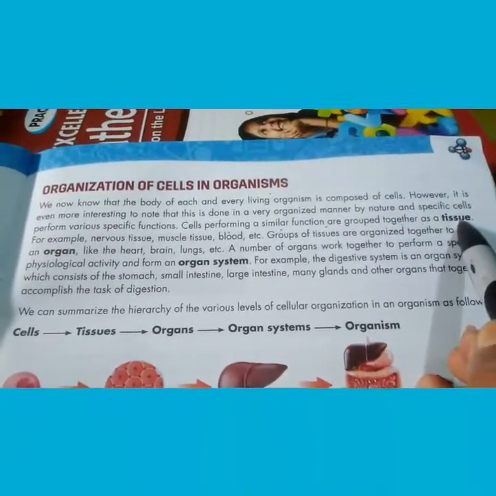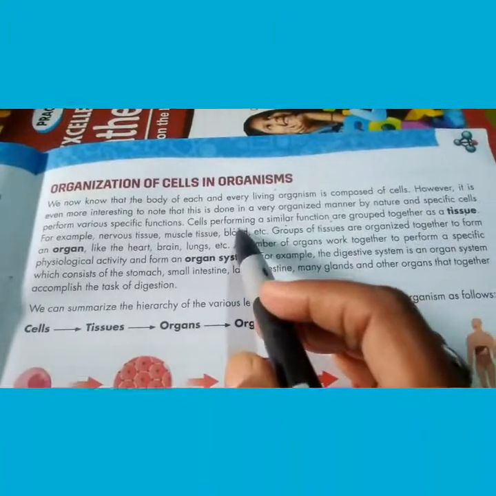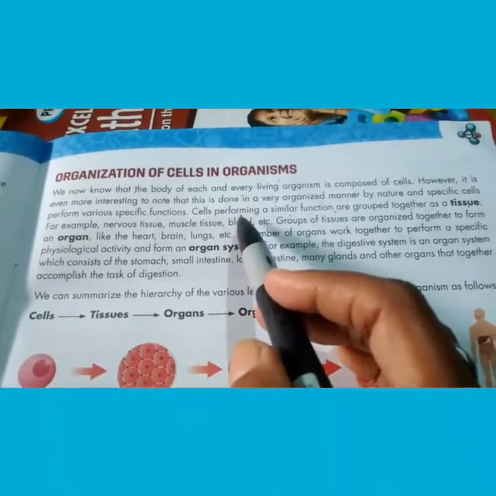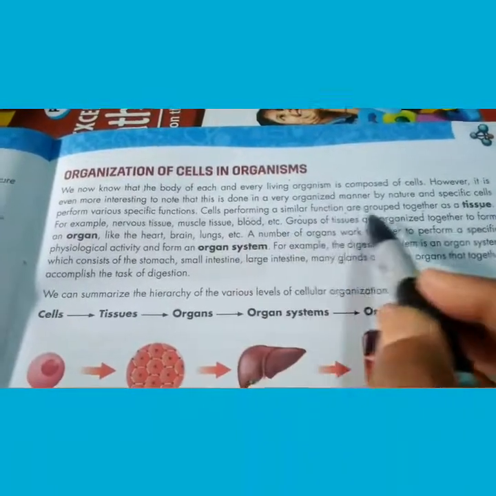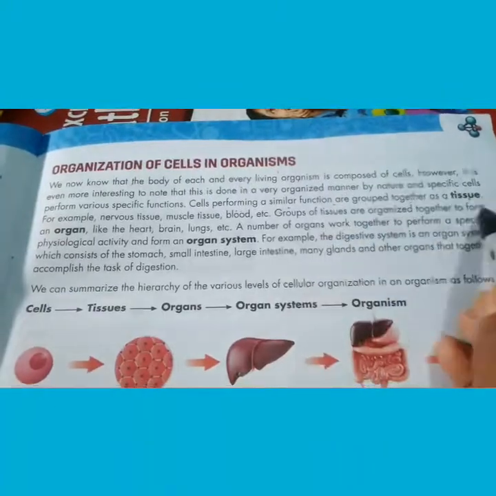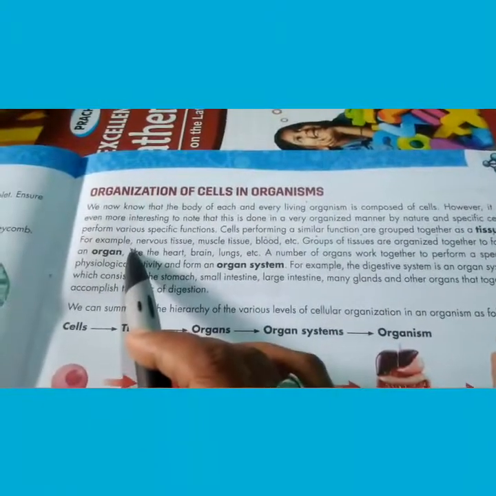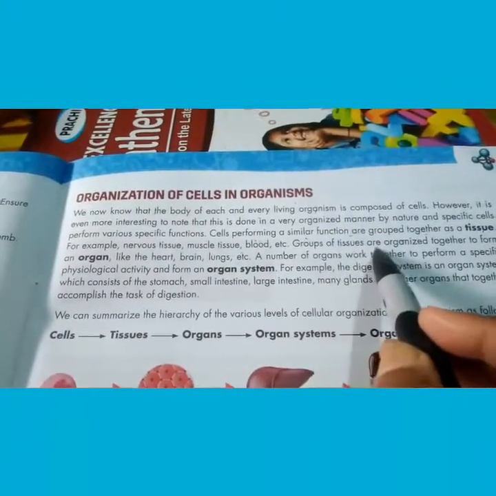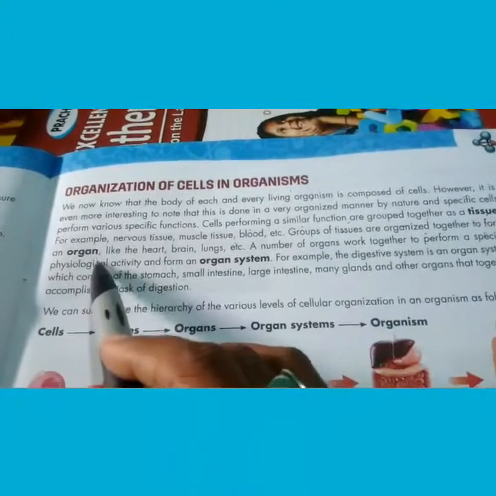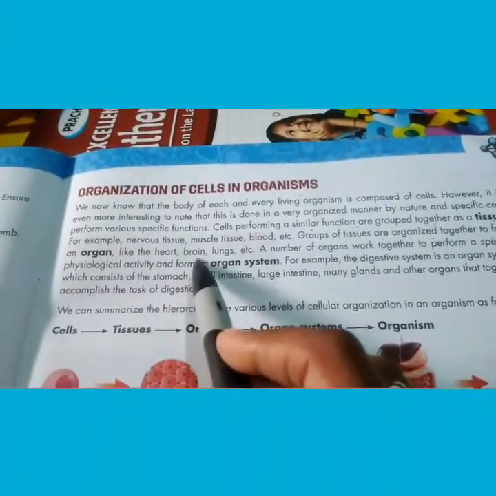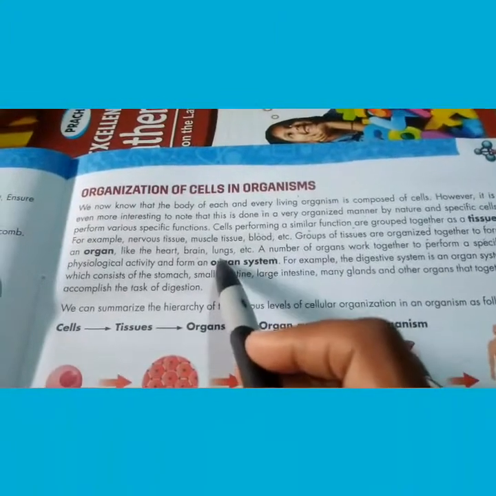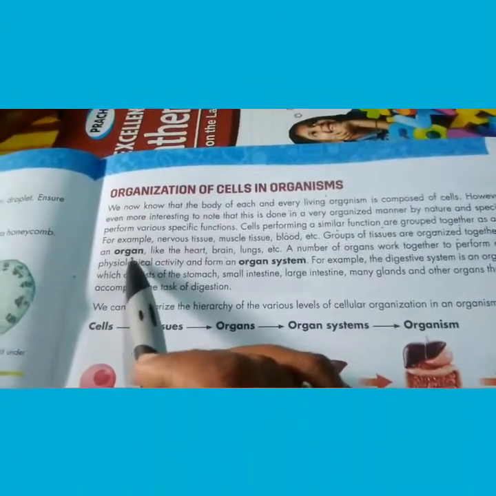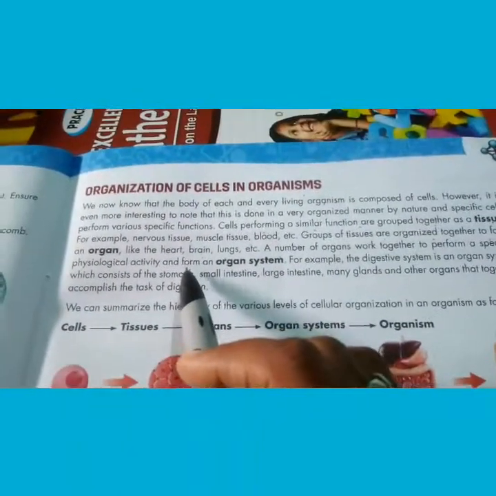So a cell is single, and then there are many cells. A group of cells that perform a similar function is grouped together as tissue. For example, nervous tissue, muscle tissue, blood, etc. Groups of tissues are organized together to form an organ. Organs like the heart, brain, lungs, etc. are composed of many tissues.